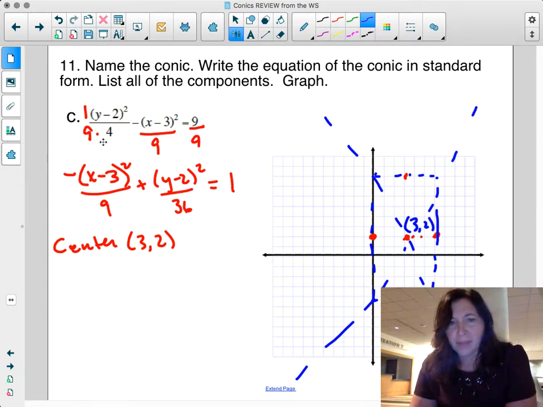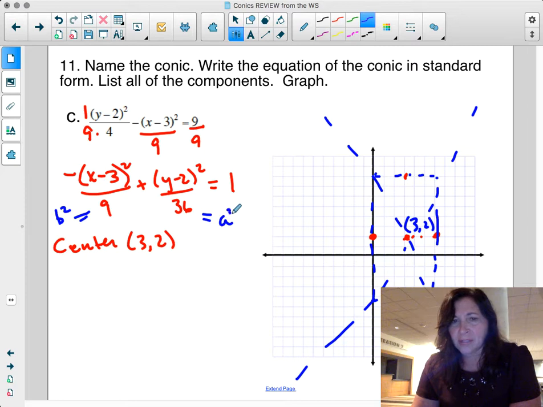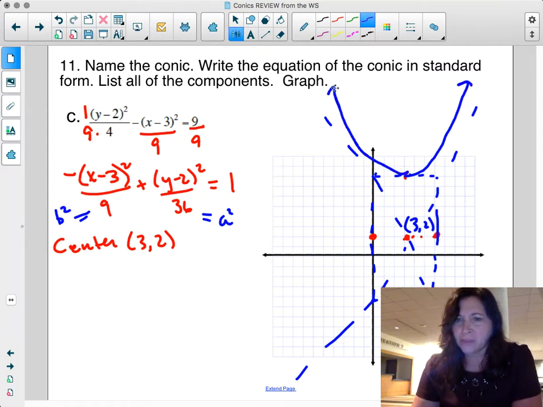Now, because my x squared term is negative, that means this term right here is my b squared. It means this term right here is my a squared. And because the y squared term is positive, my hyperbola is actually going to follow along my asymptotes this way and also this way. It'll be on the y-axis.